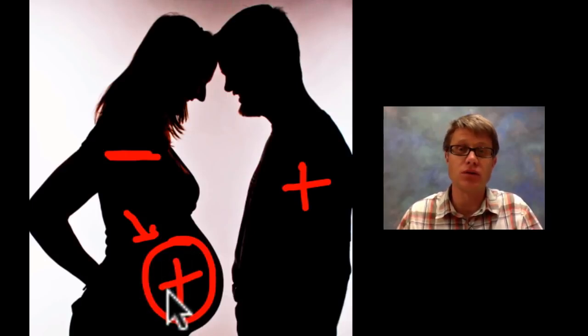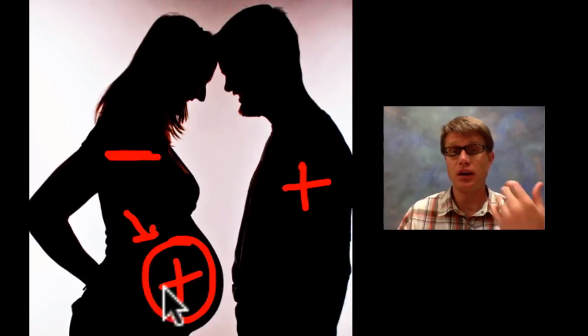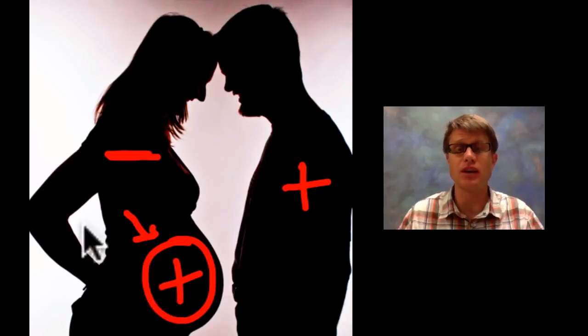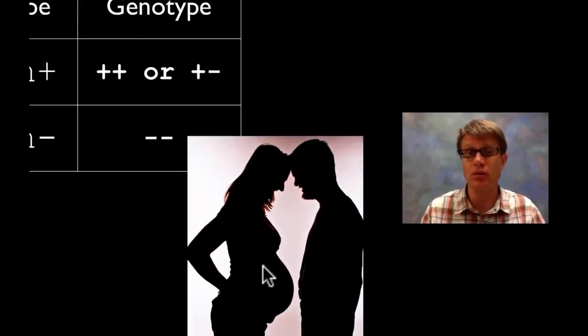Now, if we know this, which we do in developed countries, then we can simply give her a chemical during, I think, the 28th week of gestation, and then we can suppress that immune response. But it's really important that we note that.